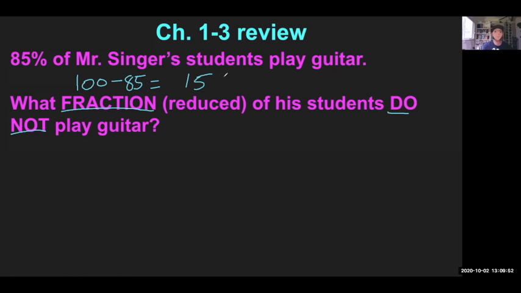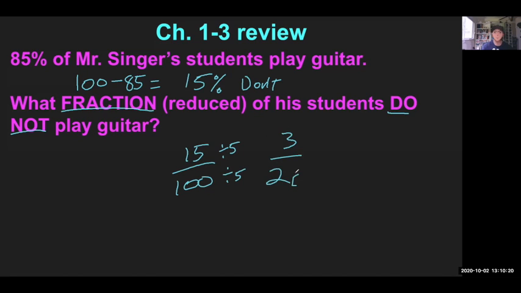So now we know that 15% don't play guitar, right? So now we just need to convert 15% to a fraction, a reduced fraction. So that is going to be 15 over 100. We reduce that. We can divide both sides by 5. 15 divided by 5 is 3. 100 divided by 5 is 20. So 3 out of 20 kids do not play guitar. All right. So these problems, either these exact ones or ones very similar, are going to be on your quiz that's coming up.